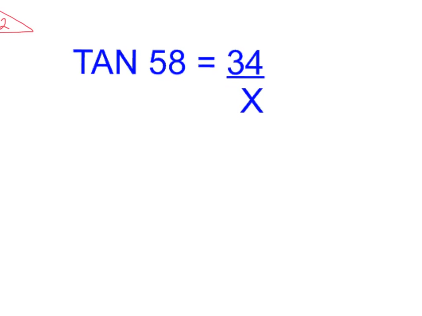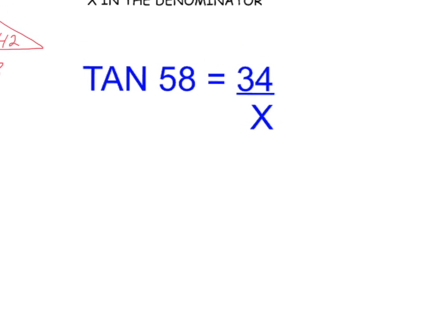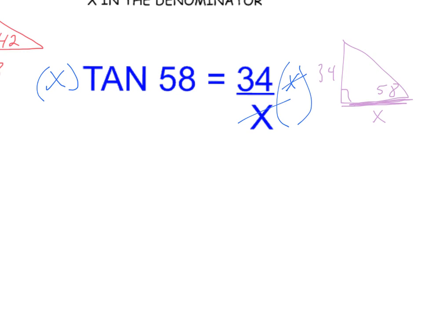Now the other type is we have this triangle. It's a right triangle, has an angle measure of 58, opposite 34 over adjacent x. The difference here, we're trying to find this bottom length as opposed to the opposite length. So we still want to get the x by itself, but notice the x is in the denominator, so we multiply times x to get rid of the fraction.